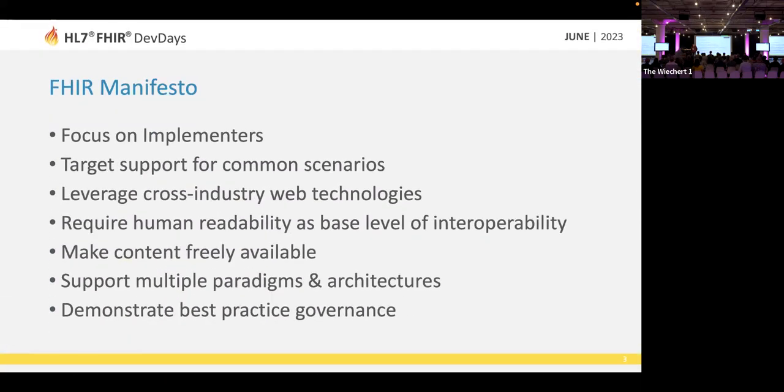Let's start by telling you about the FHIR Manifesto. Those of you who've been with us from the beginning will remember that we used to present on this. I used to have this on my wall to remind me about this. It was, at the time, pretty groundbreaking, but it was a manifesto that the core group of us adopted back when we started working on FHIR.